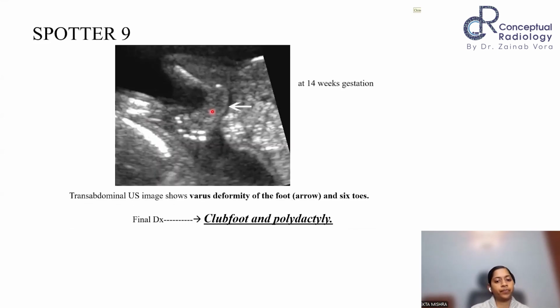Right? This is 14-week gestation. We see clubfoot and multiple toes, 1, 2, 3, 4, 5, 6. Okay.